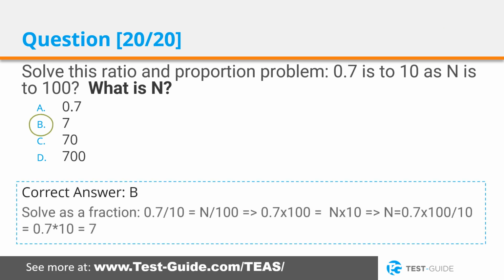Correct answer B. Solve as a fraction. 0.7 over 10 equals n over 100, which implies 0.7 times 100 equals n times 10. Therefore, n equals 0.7 times 100 divided by 10, which equals 0.7 times 10, which equals 7.